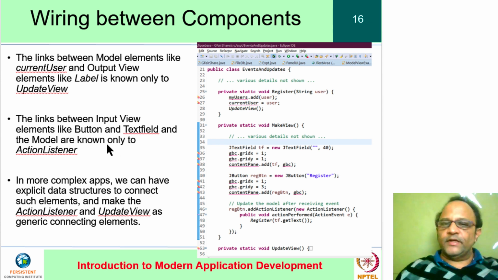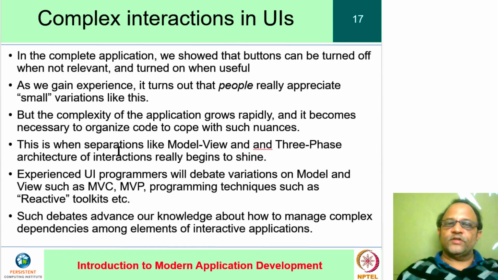In a simple application like this, model view separation you could do without it if you really wanted to. But once complex interactions are involved, then the model view separation really starts mattering. For example, in the complete application, we showed that buttons can be turned off when they are not relevant and turned on when they are again useful.